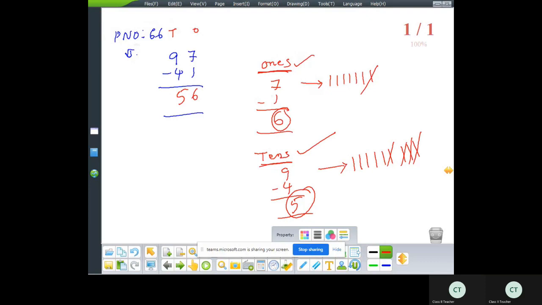Okay, children, today we have finished 10 problems. That is page number 66, question number 2. There are 5 more problems in question number 2. If you have the textbook with you, do the K, L, M, N, O problems from page number 66, question number 2. You will solve them in your textbook. This is a small homework for you.